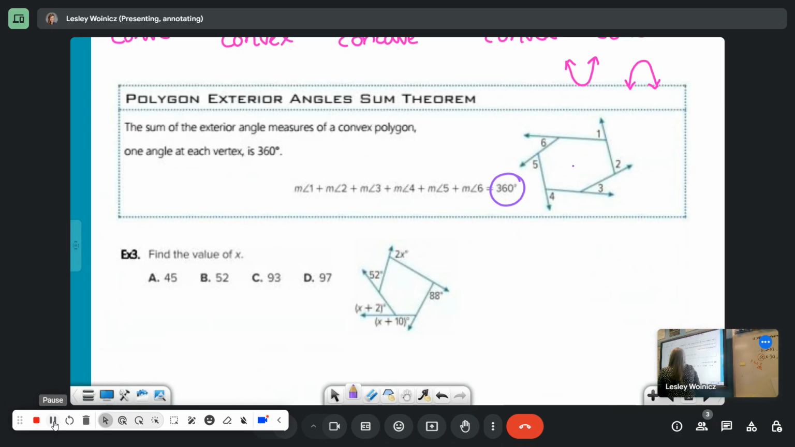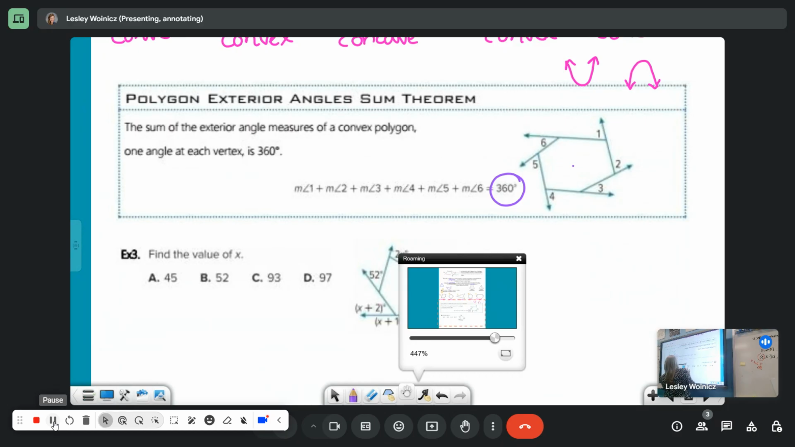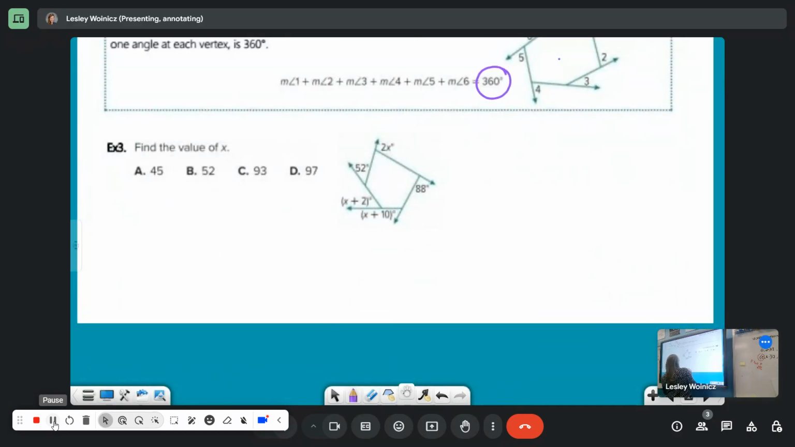Okay. So that's it. It has to be a convex polygon. It doesn't work on those weird concave ones. That throws a wrench in everything. All right, so if we look at how the heck we can apply this, we can use this to solve problems.